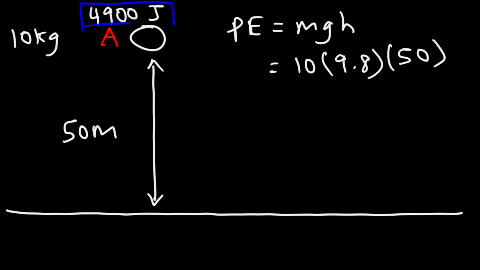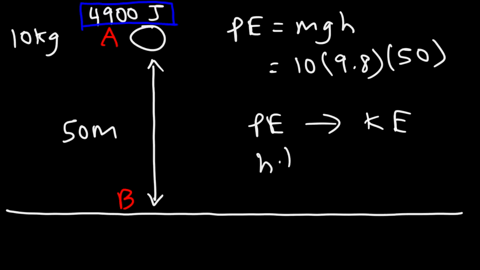Now, let's say we release the ball from rest, so it begins to fall. Just before it hits the ground, we'll call that position B. What is the kinetic energy at position B? What would you say? It's important to understand that as the ball falls from position A to position B, its potential energy is being converted to kinetic energy. Why do we say that? Well, as it goes from A to B, its height relative to the ground is decreasing. And as the height decreases, its potential energy is decreasing.